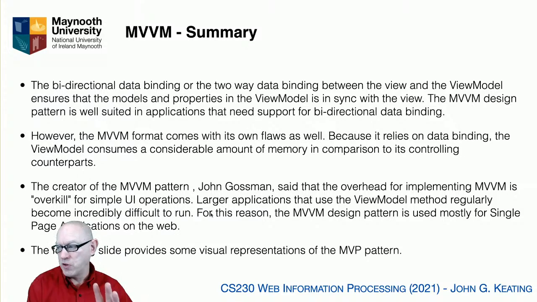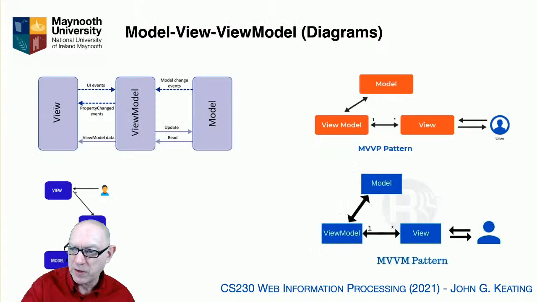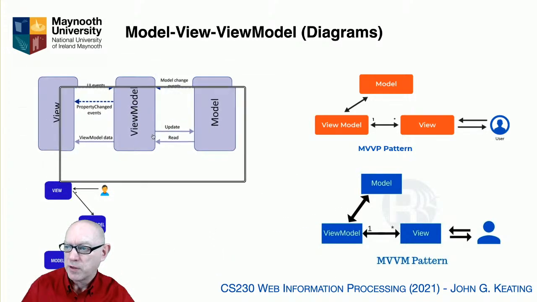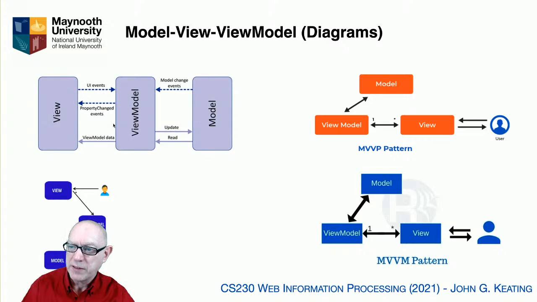Large applications that use the view model regularly become incredibly difficult to run. So the MVVM pattern is mostly used for single page applications. And we have some examples of how these work. The classic one is up here: the model, the view model, and the view. And you see this is all about two-way binding, okay?